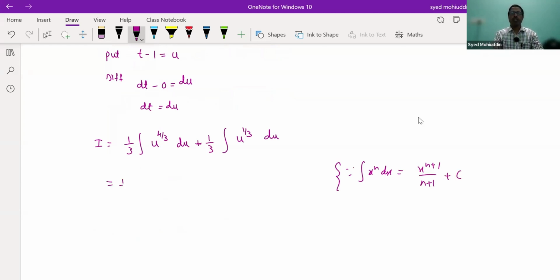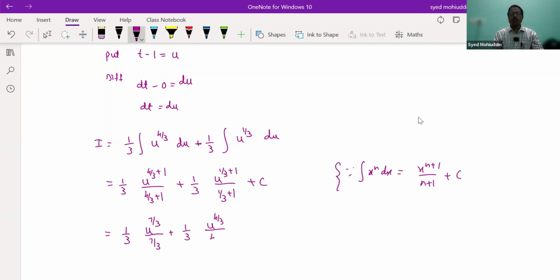If I use it, 1 by 3 u power of n, where n value is 4 by 3. So u power of 4 by 3 plus 1 divided by 4 by 3 plus 1, plus 1 by 3, again u power of 1 by 3 plus 1 divided by 1 by 3 plus 1, plus the constant of integration c. Or 1 by 3 u power of 4 by 3 plus 1 will be 4 plus 3 is 7, 7 by 3, whole divided by 7 by 3, plus 1 by 3 into u power of 4 by 3 divided by 4 by 3, plus the constant c.